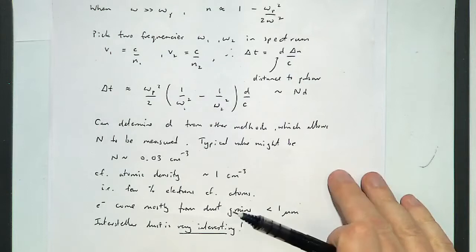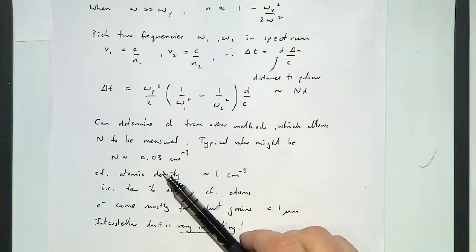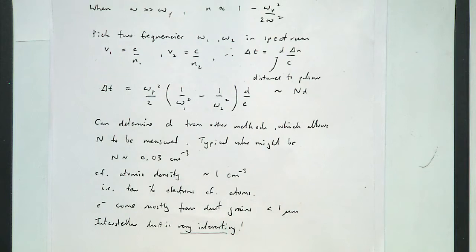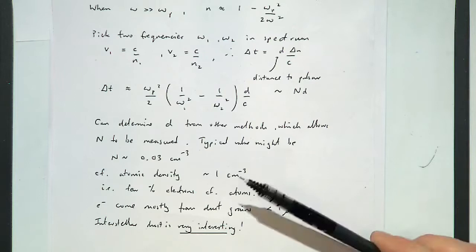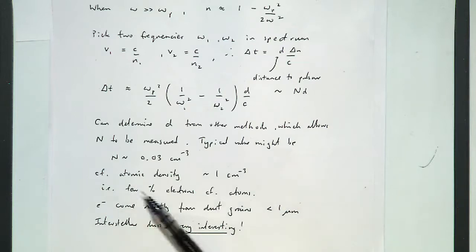You can measure it to be about 0.03 per centimetre cubed. So for every 30 cubic centimetres of interstellar space, there's something like 1 electron floating around. So this is right at the other end of the range. There's no reflection going. That's an enormously long wavelength, so you don't get any reflection of that. But you do get a variation of the refractive index.